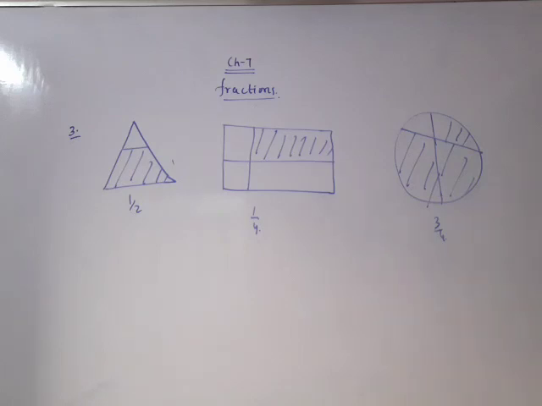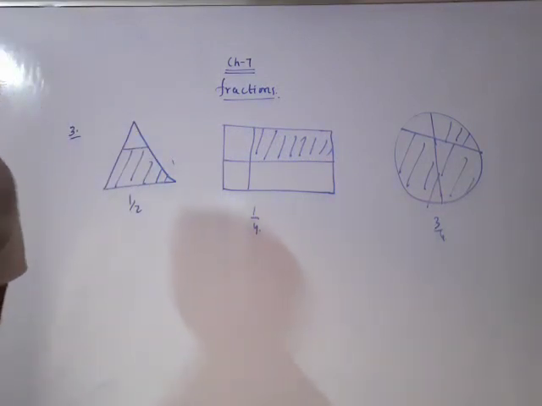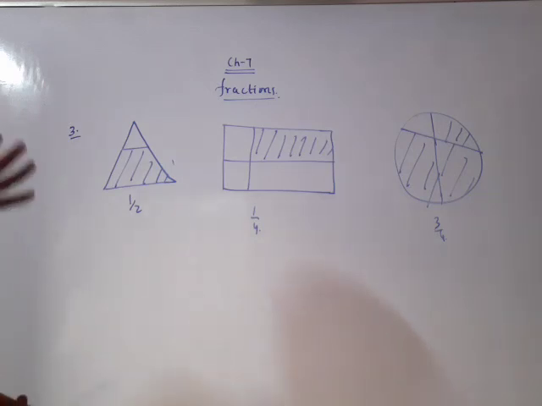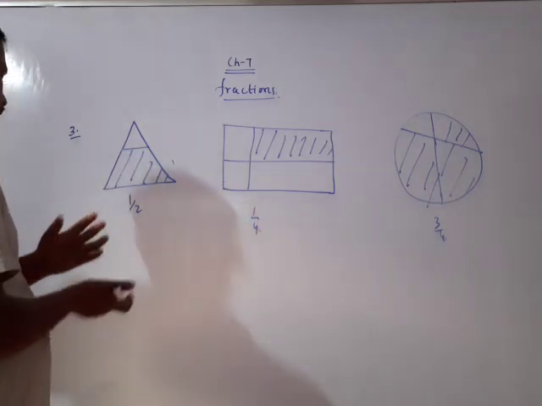So in question number 3, what we have to do? We have to identify the error. What is the error in the given figure? In figure 1, a triangle is drawn and the shaded portion has been shown, and we have to identify whether the given shaded portion is 1 upon 2. No, it is not divided into equal parts. So the shaded portion is not in the given fraction.